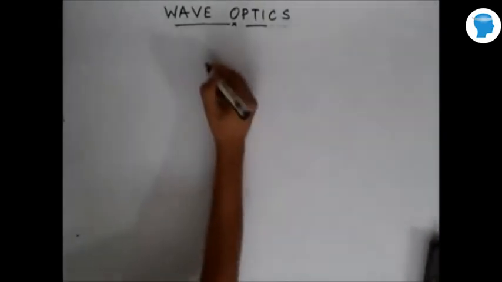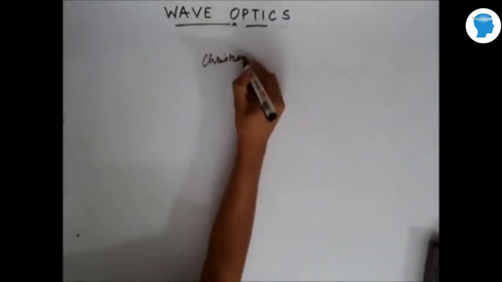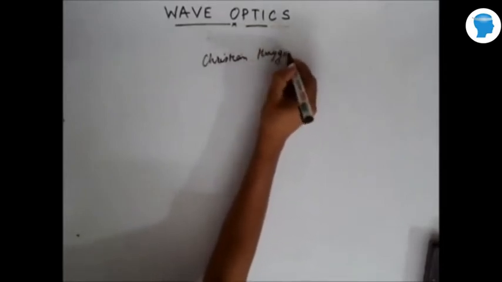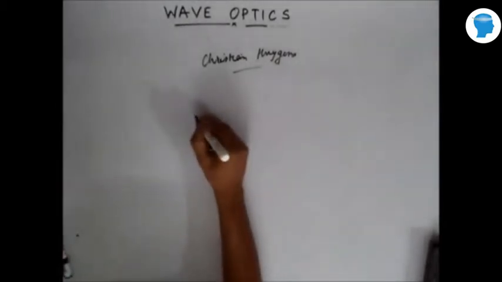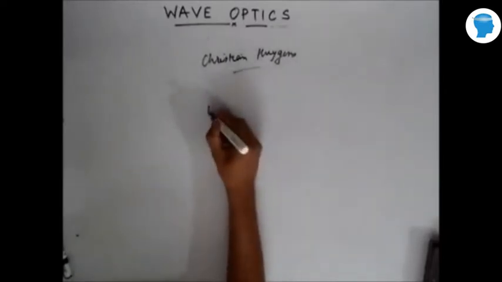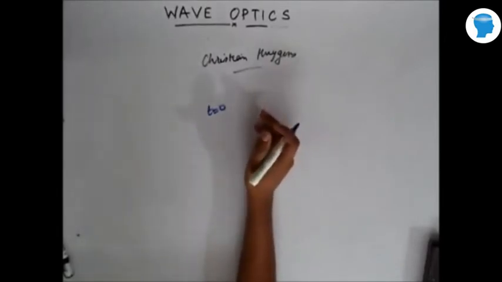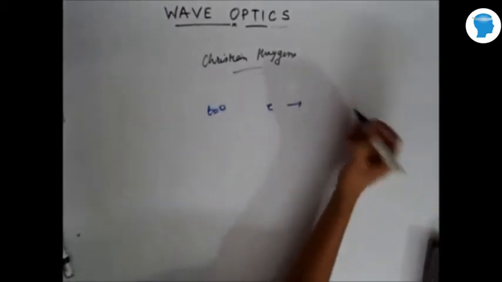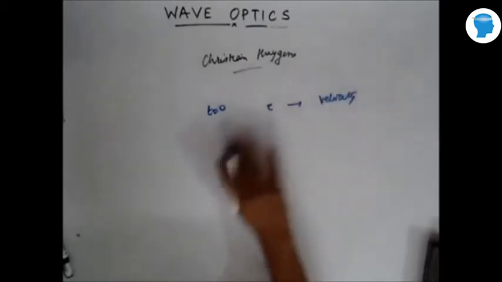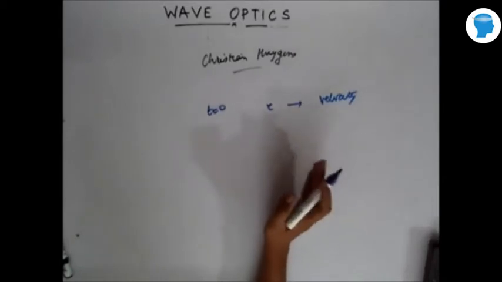Now let's see what Christian Huygens proposed. He said that if I know the shape of the wavefront at any particular time, let's say t equal to 0, then I can determine the shape of the wavefront at any later time, let's say tau, if I know the velocity of the wave or the velocity of the wavefront. If I know the velocity and if I know the shape of the wavefront at time t, then I'll be able to find the shape of the wavefront at time tau.